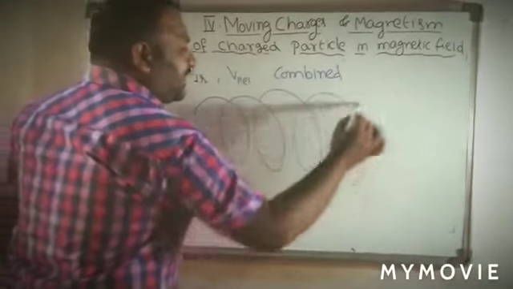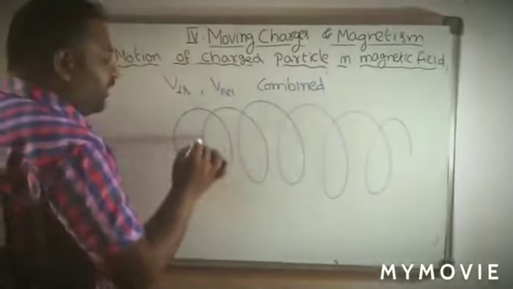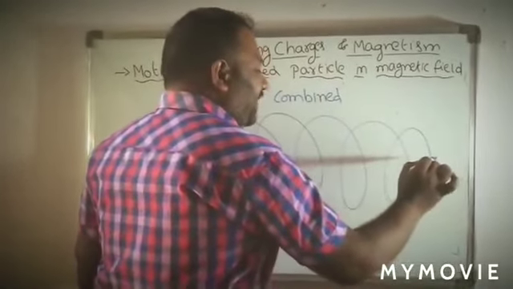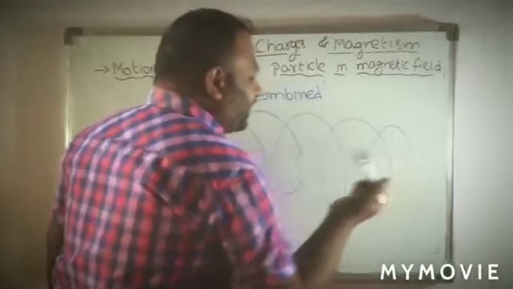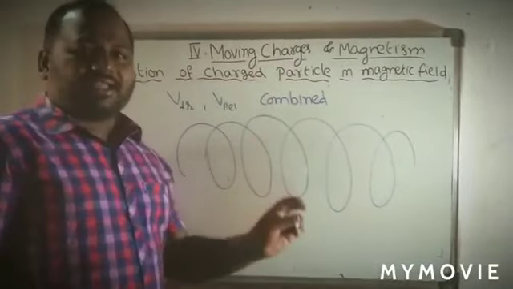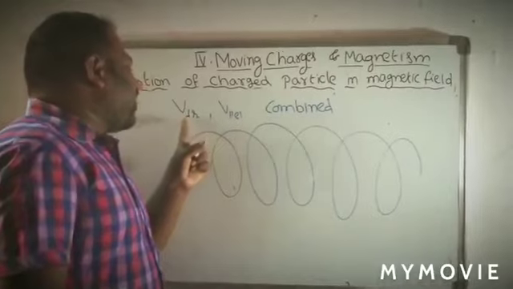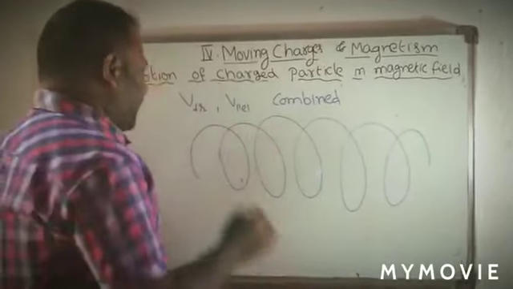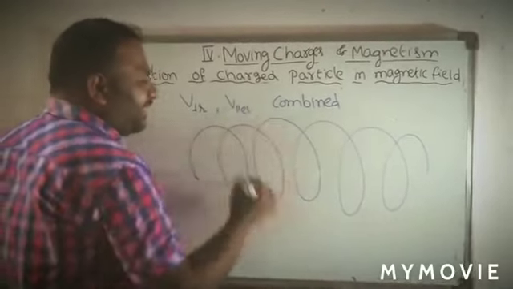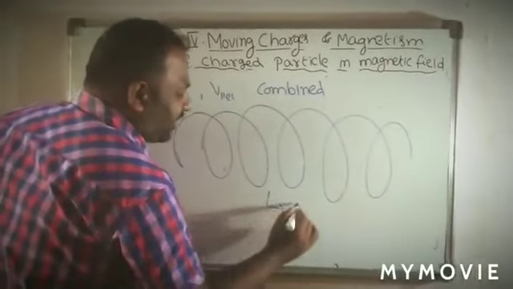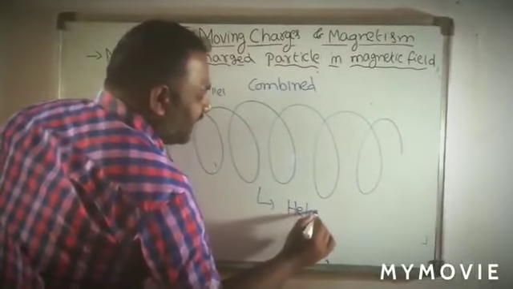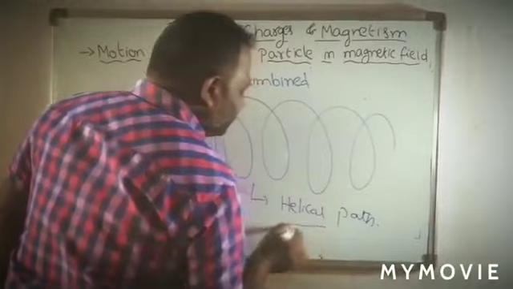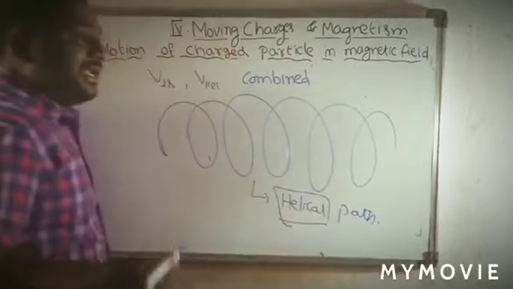Here, this circular shape is due to the perpendicular velocity. This linear movement is due to the parallel velocity. So by combining the perpendicular and parallel velocity components, the path of the charge is in this manner. This path is called a helical path. This shape is called a helix.